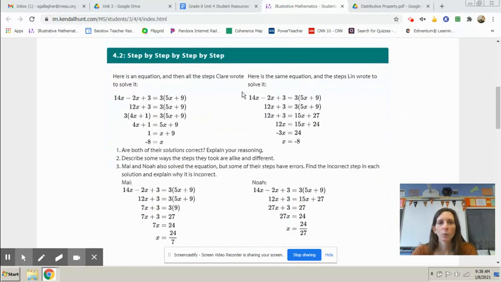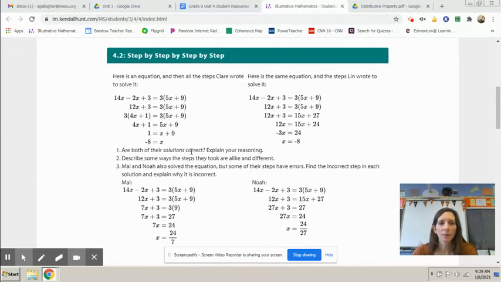Okay, next we have problem 4.2, step by step by step by step. Some equations here that Claire and Lynn solved, and the questions 1 and 2 are about these equations. So you're just going to look through their work and use their work to help you answer problems 1 and 2. Pause and come back when you're ready for the answer.